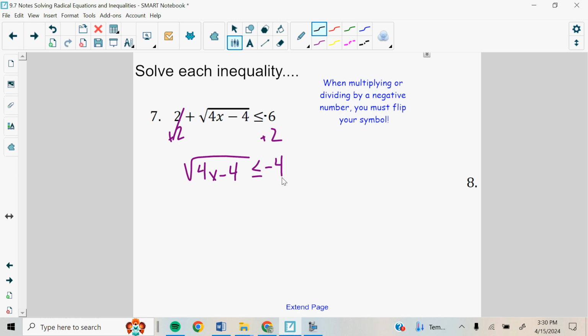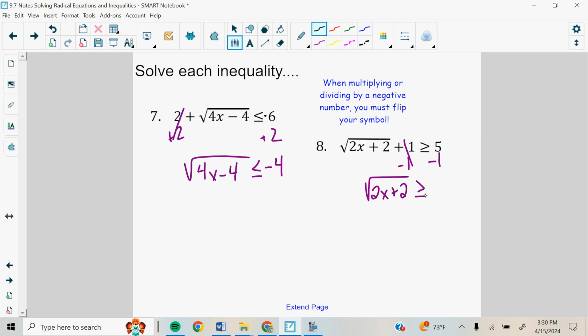So, that's a good reminder. When we multiply or divide by a negative number, you must flip the inequality sign. So let's go ahead and look at our first one here. We're going to subtract the 1 over. So we get the square root of 2x plus 2 is greater than or equal to 4. Okay, this is working great. We're going to square both sides. So we get 2x plus 2 is greater than or equal to 16. We're going to go ahead and subtract our 2 over from both sides, and we get 2x is greater than or equal to 14.